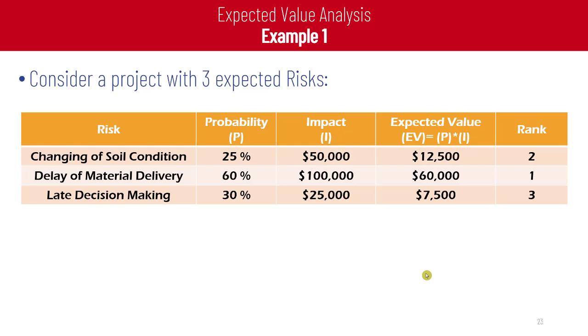To estimate the expected value of each risk, we multiply the probability of the risk by the impact. So 0.25 multiplied by 50k, we get 12,500. For the second, we get an expected value of 60,000. For the third one, we get 7,500. So the rank of the severity of the 3 risks goes: the most severe is risk number 2. The second rank goes to risk number 1, which is changing the soil condition, and rank number 3 goes to late decision making with 7,500 expected value.